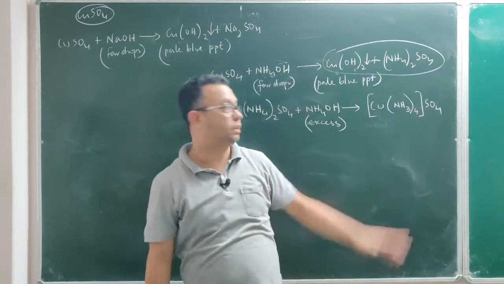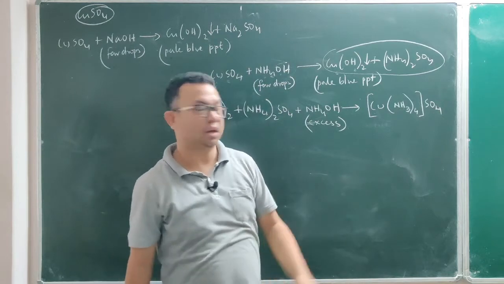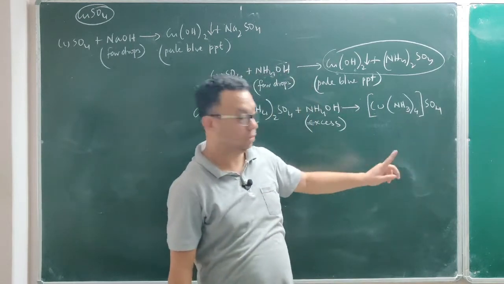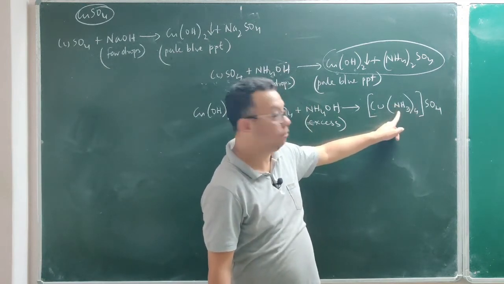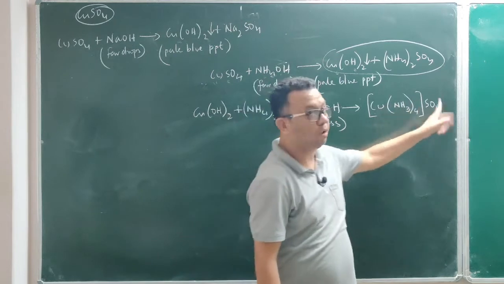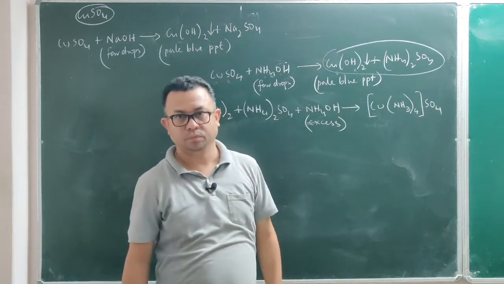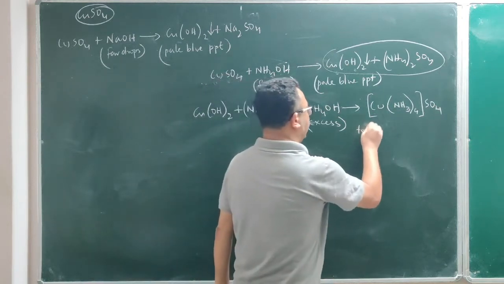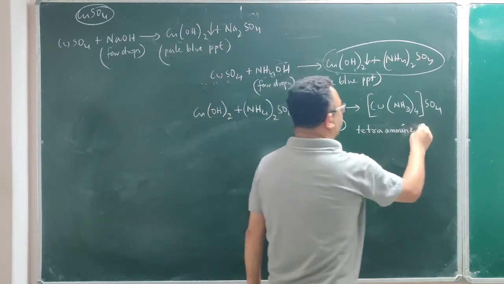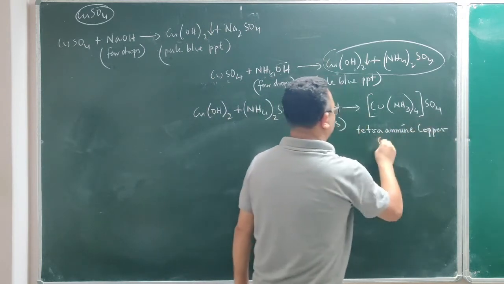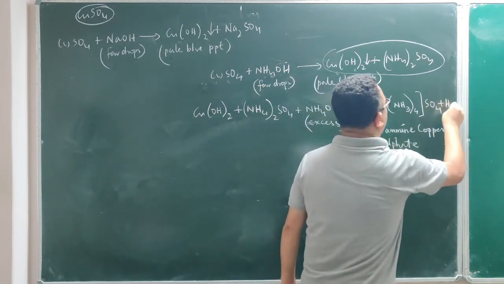Again, I will repeat that the naming of such compounds you learn in class 12. There is a chapter called coordination compounds, where you will learn about these complex compounds. So again, tetra means 4, tetraamine copper sulfate. And this salt which is produced is soluble in water. So let me write the name for you. It is tetraamine copper sulfate. Along with this, there will also be production of water.